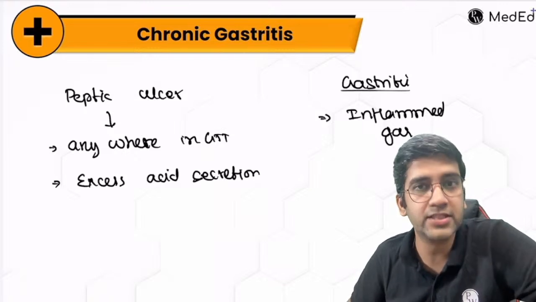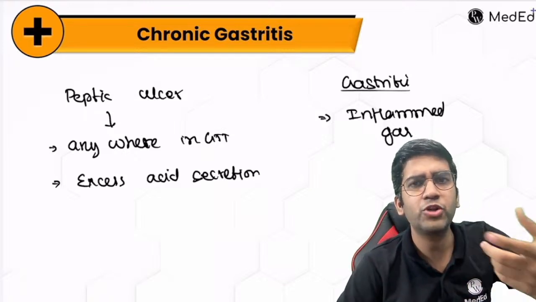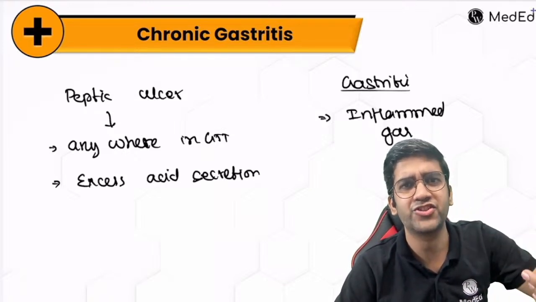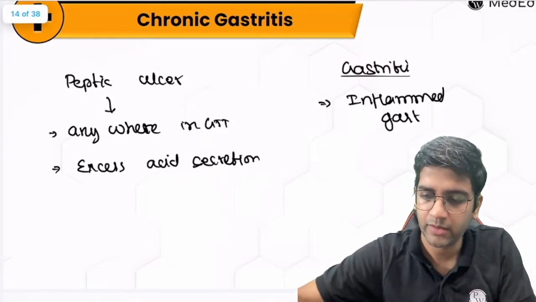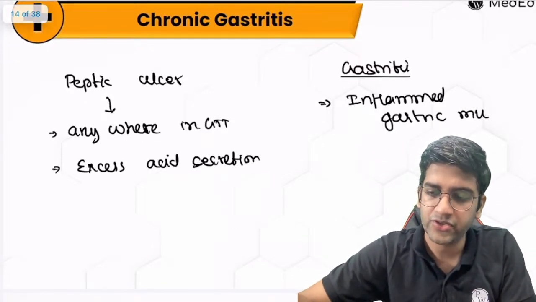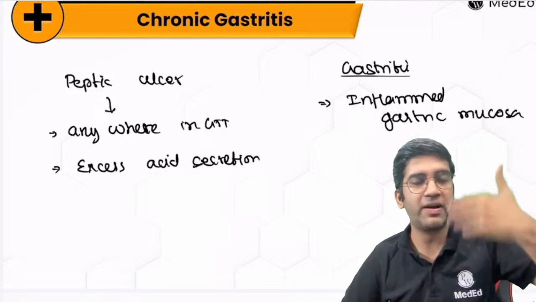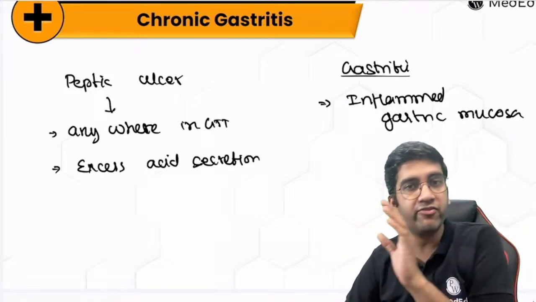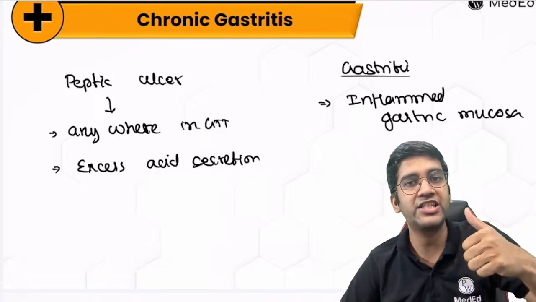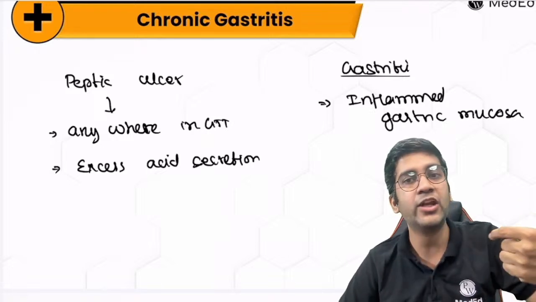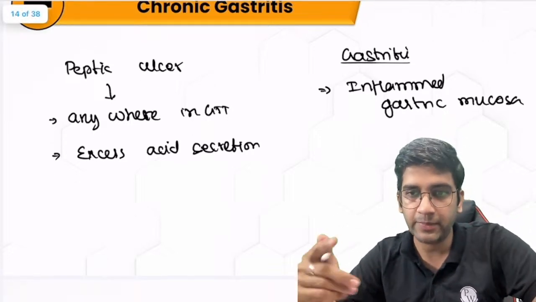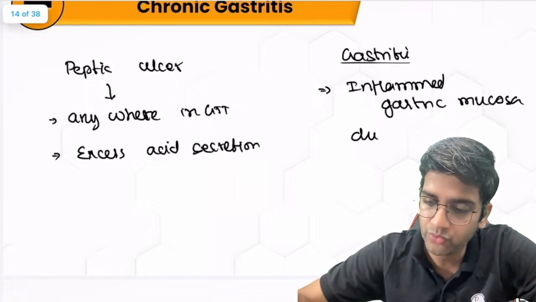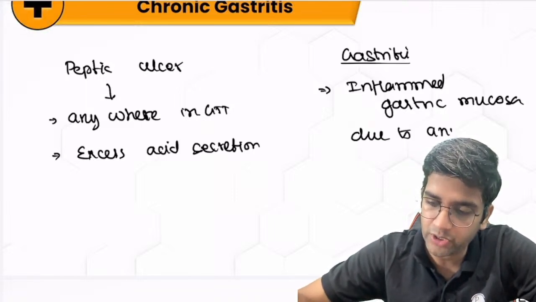Stress can cause gastritis. I am sure before your university exam in the first year or even the second year, you must have got mouth ulcers, right? So that also is an ulcer. It's also a part of the GIT, right? So it's an inflamed gastric mucosa which can be eroded and can cause an ulcer due to any etiology. It can be due to any etiology.